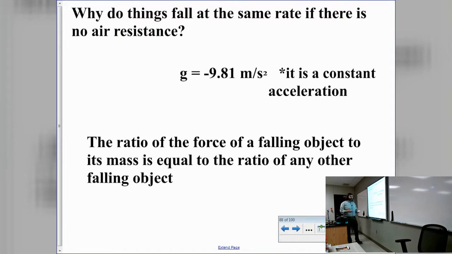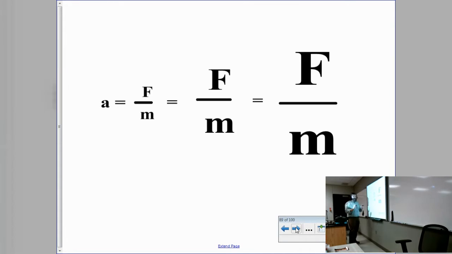Well, the reason why is because Newton's second law, F equals ma, sets up a ratio where the acceleration is constant. The ratio of the force of the falling object, the weight of the object, to the mass is constant. So that ratio always stays constant no matter what the objects are. So here's an example of this.